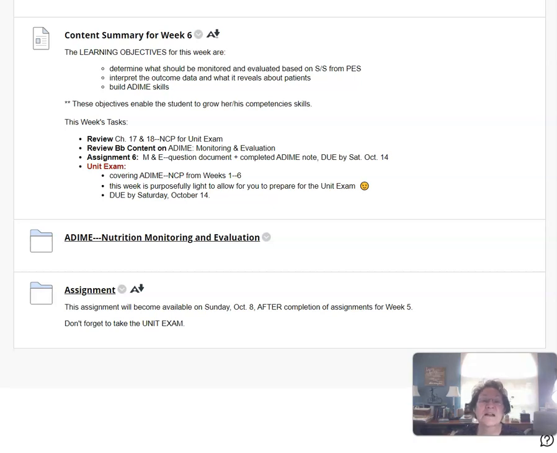Your reading and assignment this week revolve around another section of the ADIME note, monitoring and evaluation. Here, you determine what should be monitored and evaluated based on the signs and symptoms from your PES statements. To bring this into sharper focus, let's look at these sections of the nutrition care process.